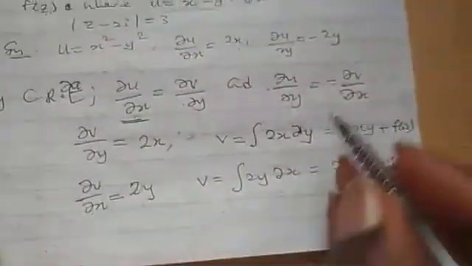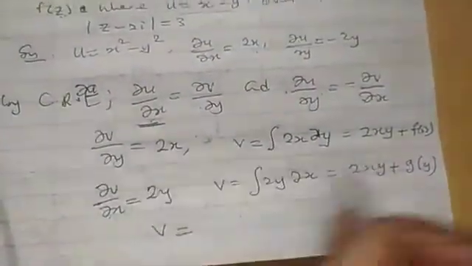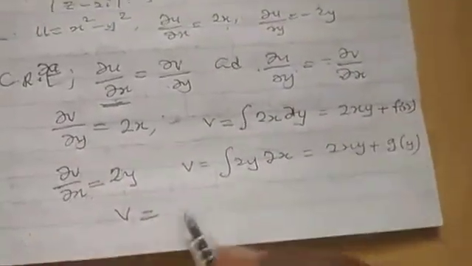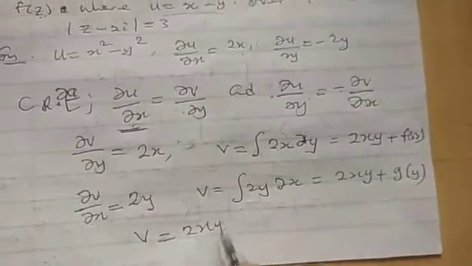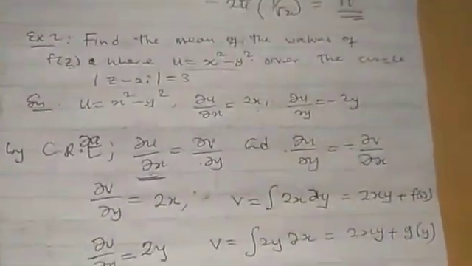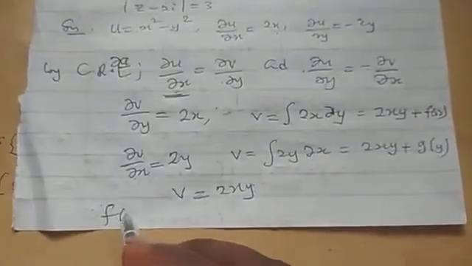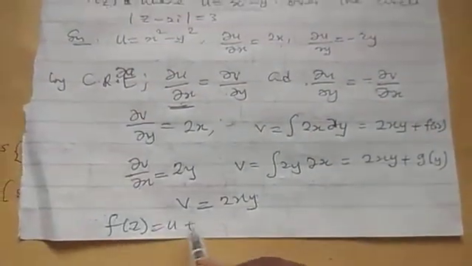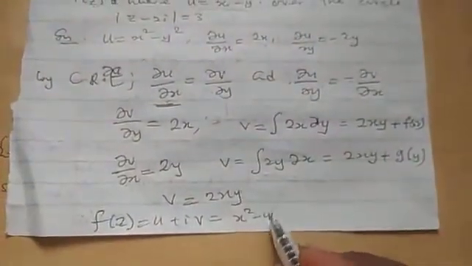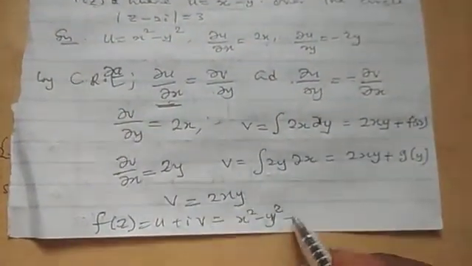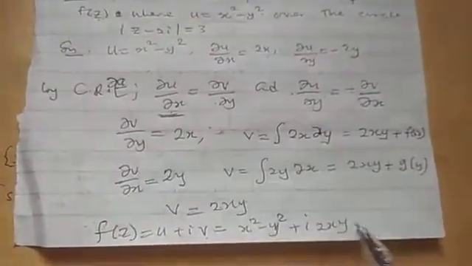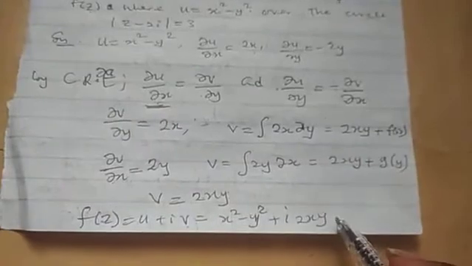And I told you, what's our v? V is the union of these two. So which is just 2xy is our v. So we will now see that our f of z is u plus iv. So what's our u? x squared minus y squared is given, plus iv. This is our v, 2xy. We're supposed to put c there, but we don't need it.